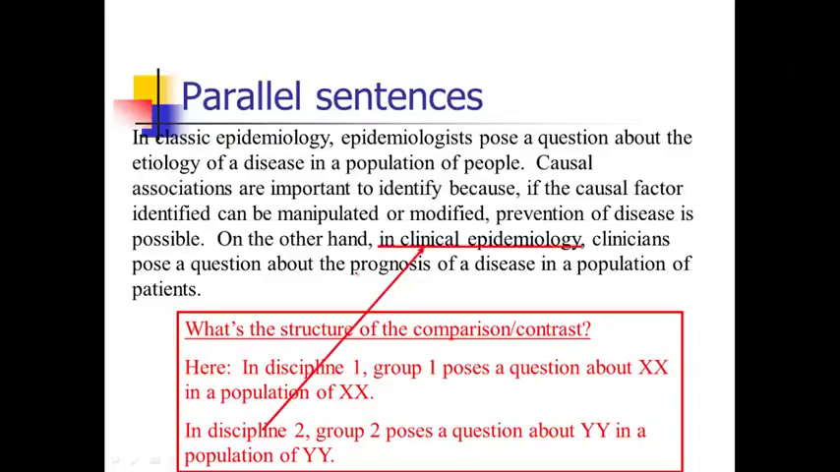We're not going to need that transition word if we bring out the structure nicely here, this parallel structure. But then we get to something that's a kind of parallel form. In clinical epidemiology, clinicians, that's the next group, pose a question about prognosis in a population of patients. So we get the same kind of parallel structure. So that's kind of nice, right?